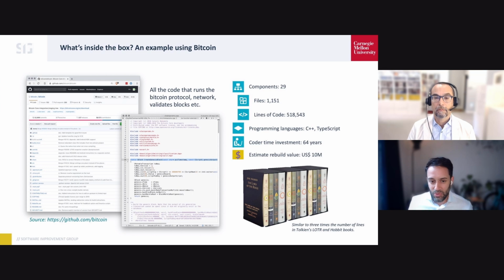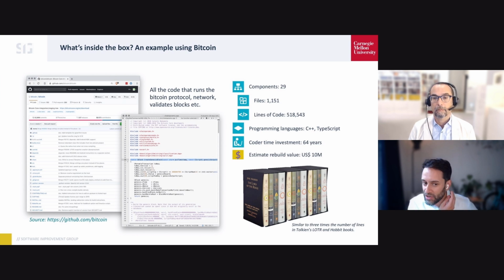So I'm aware that not everyone is in software on a day-to-day basis. So let's get to a little bit of those basics and understand what's inside the box. What you see here is an example of a repository that has source code. And this is an example of Bitcoin, and Bitcoin is an open source project, which means that we, the world, can look at all the files and all the code that make up Bitcoin. This includes the Bitcoin protocol, what builds up the network, what validates the block, etc. So this is available on GitHub.